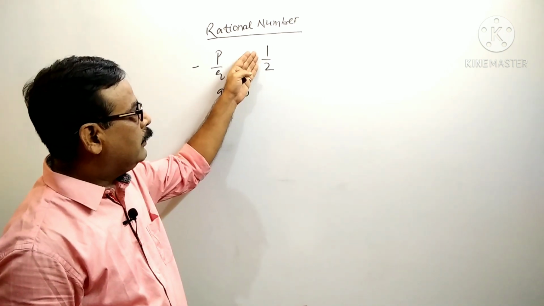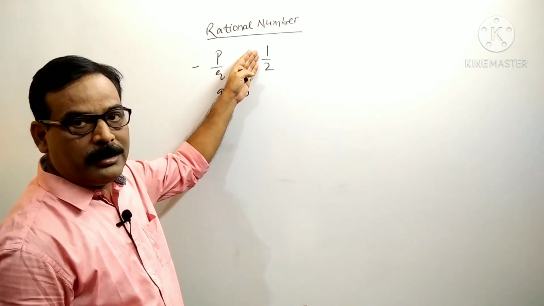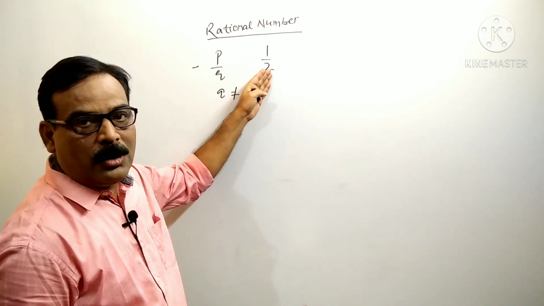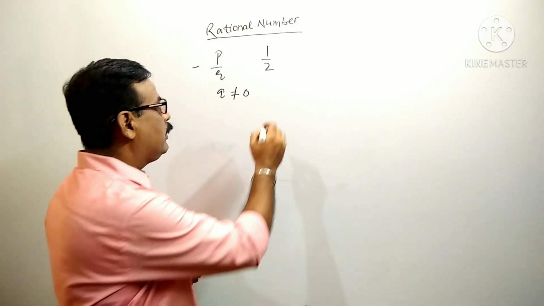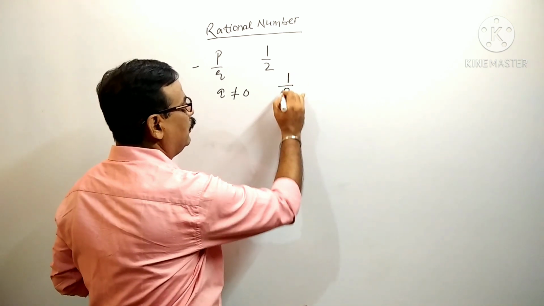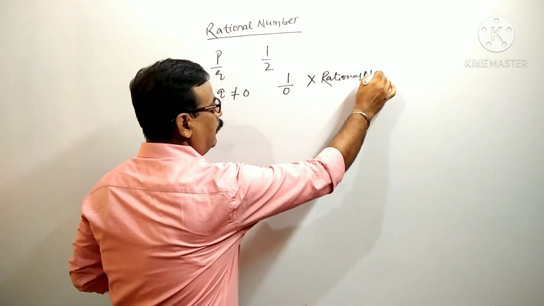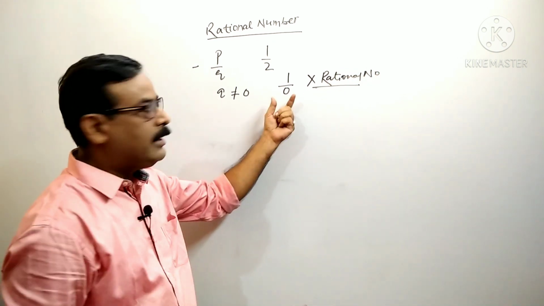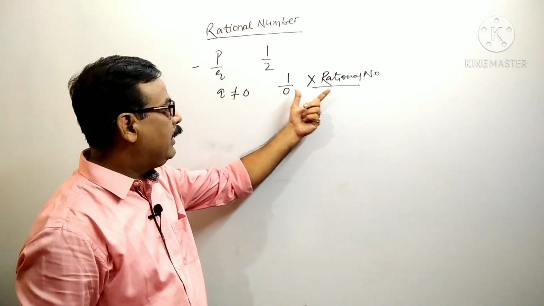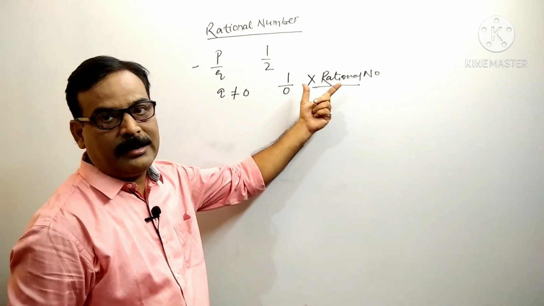When we are finding any rational number, the denominator should not be equal to 0. Suppose a number is 1 by 0, it is not a rational number because here the denominator is 0. So we cannot say this number is a rational number.